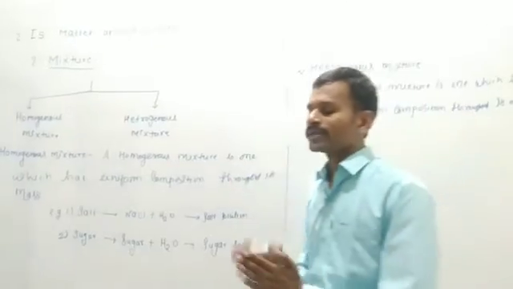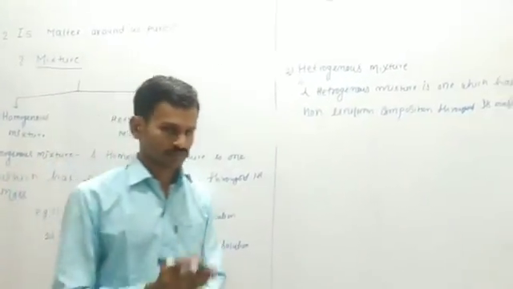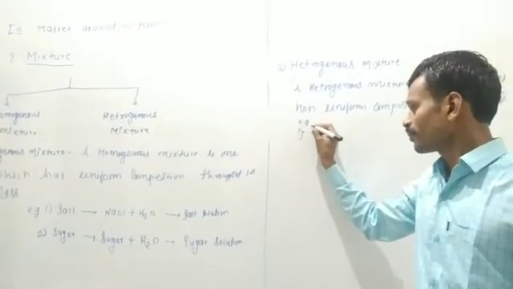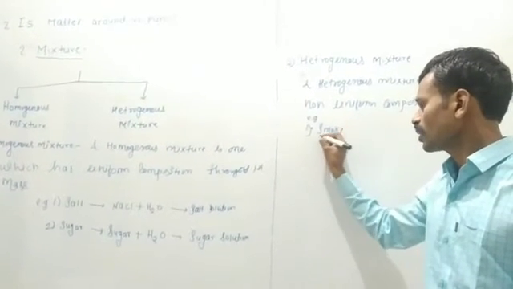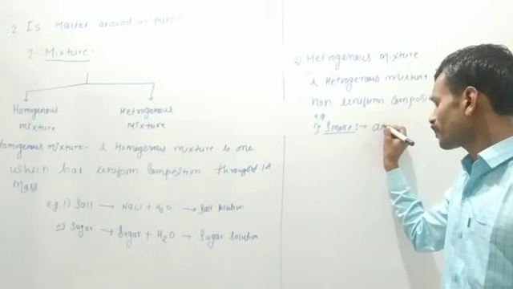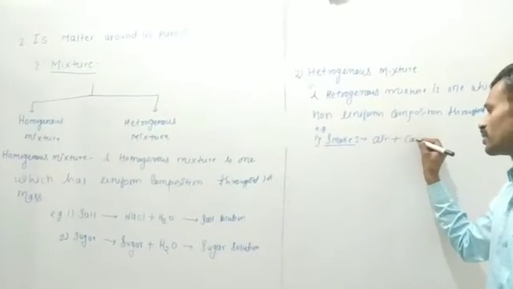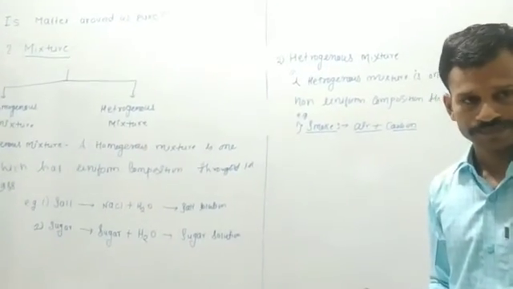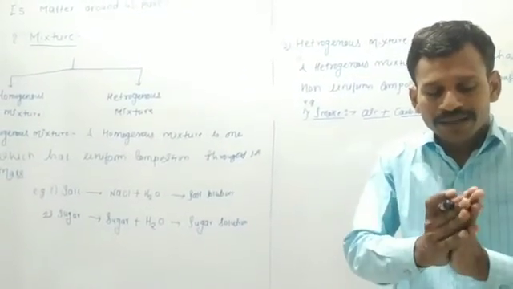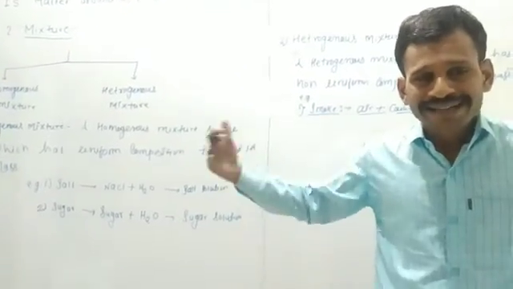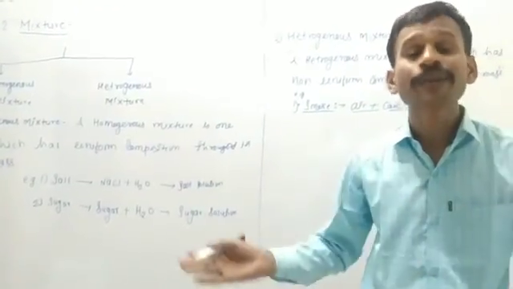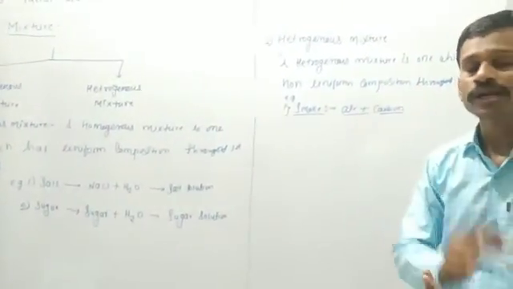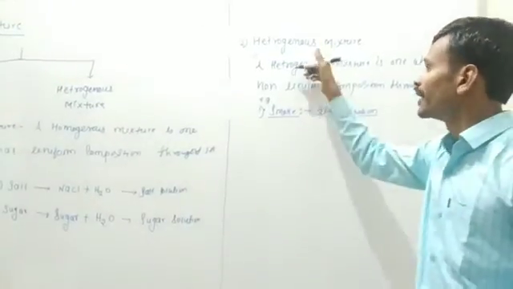Like we have a simple example, that is smoke. It is the first example. Smoke is a mixture of air and carbon. But we know that the air and carbon are not truly mixed. They are distributed, and they can be separated apart. So that's why smoke is an example of a heterogeneous mixture.